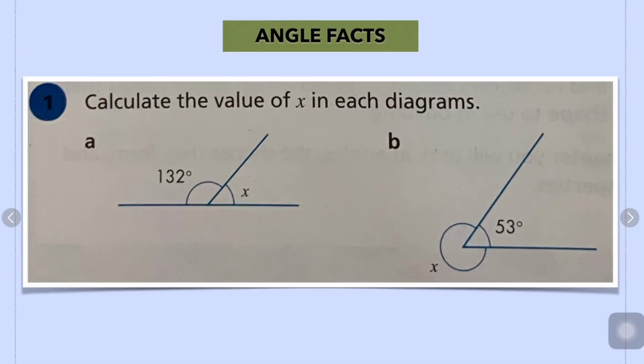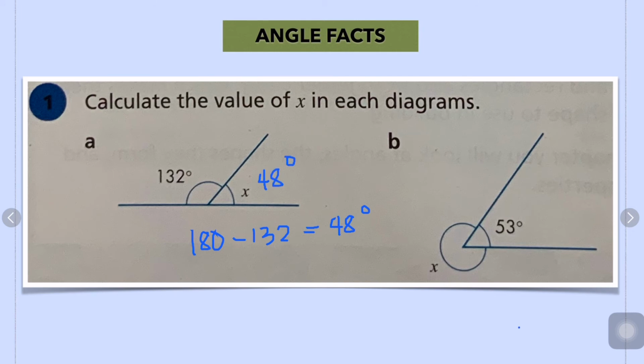Okay, let's have an example here. First, calculate the value of x in each diagram. For letter A, this is forming a straight line, so 180 minus 132 is equal to the value of x, which is equal to 48. So that is the value of x, which is equal to 48 degrees.